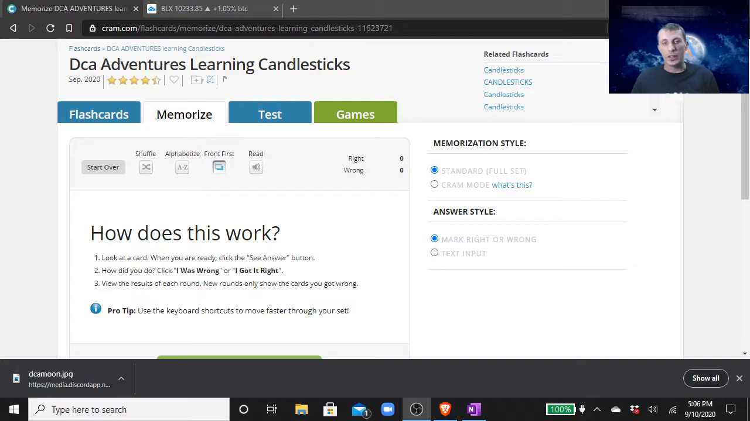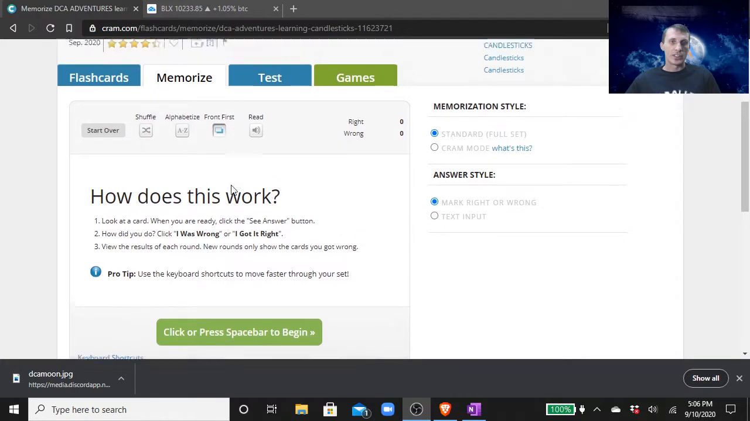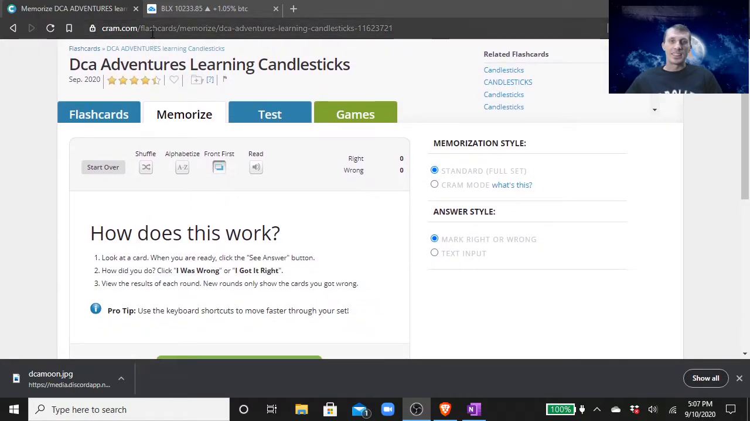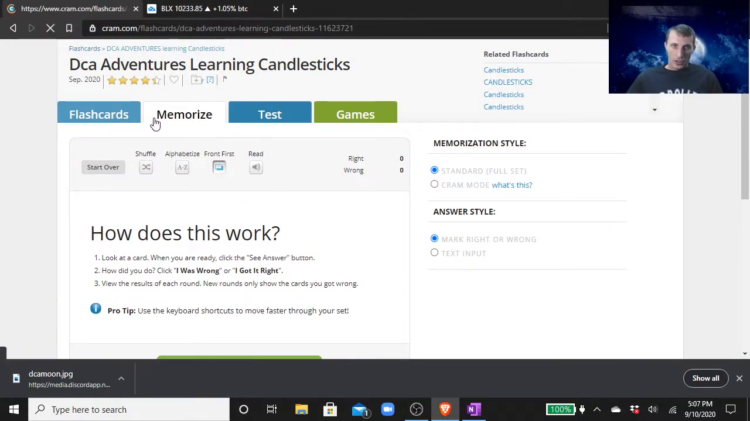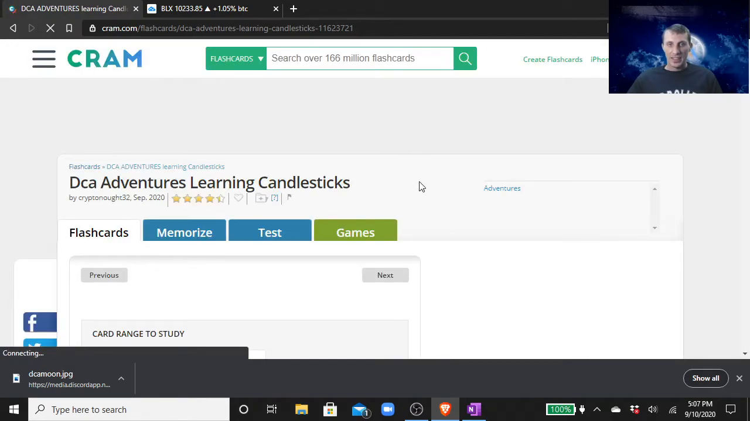I'm doing these little flashcards, and right now I have just one little set made for how candlesticks work and general candlestick patterns. Link for this will be in the chat, so look in the chat. I'm posting it right now. But go over here, check this out. These are flashcards. It's called cram.com, and this is DCA Adventure Learning Candlesticks. Basically you can go on here and click on flashcards, you can do memorize, you can do test, and you can do games.